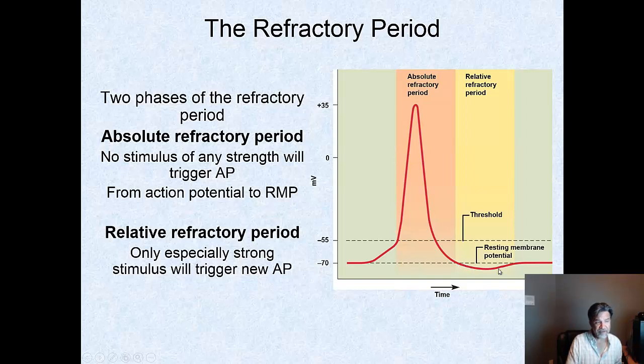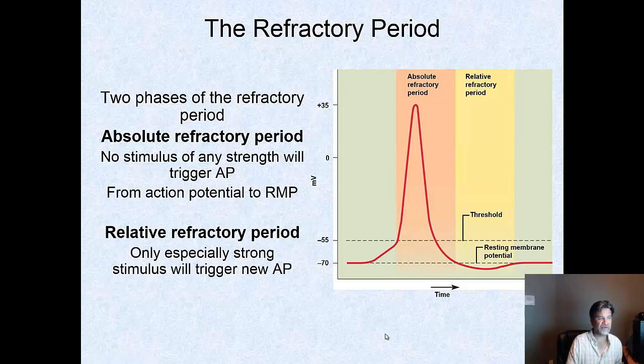And if we have a stimulus in here, it has to be stronger than our original stimulus, which just got us from -70 to -55. Here we're down to -80, -85. So we need a stronger stimulus to drive this voltage up to threshold and get another action potential. It does happen quite often, but this is why it's called the relative refractory period.